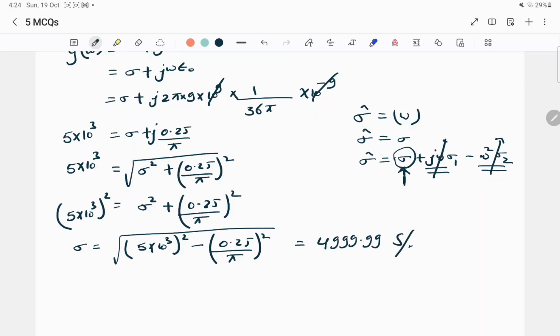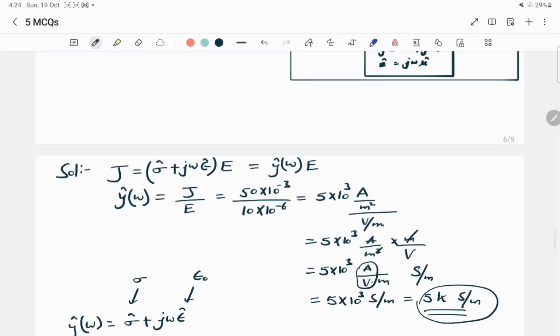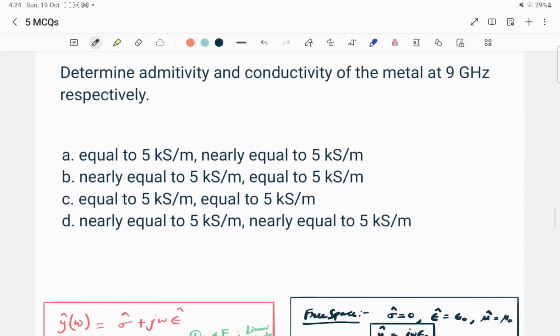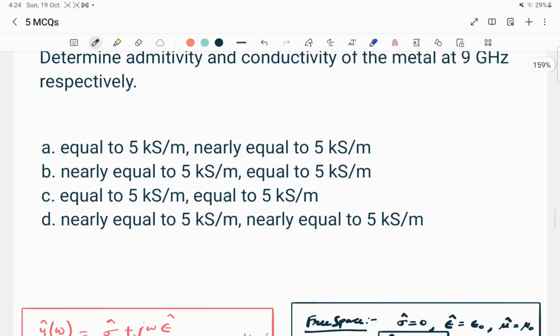4999.99 Siemens per meter, which is nearly equal to 5 kilo Siemens per meter. This is not exactly equal, this is nearly equal to 5 kilo Siemens per meter. Okay, so now if you check the options, the admittivity is exactly equal to 5 kilo Siemens, right? But the conductivity is nearly equal to 5 kilo Siemens per meter. So option A is the correct option.